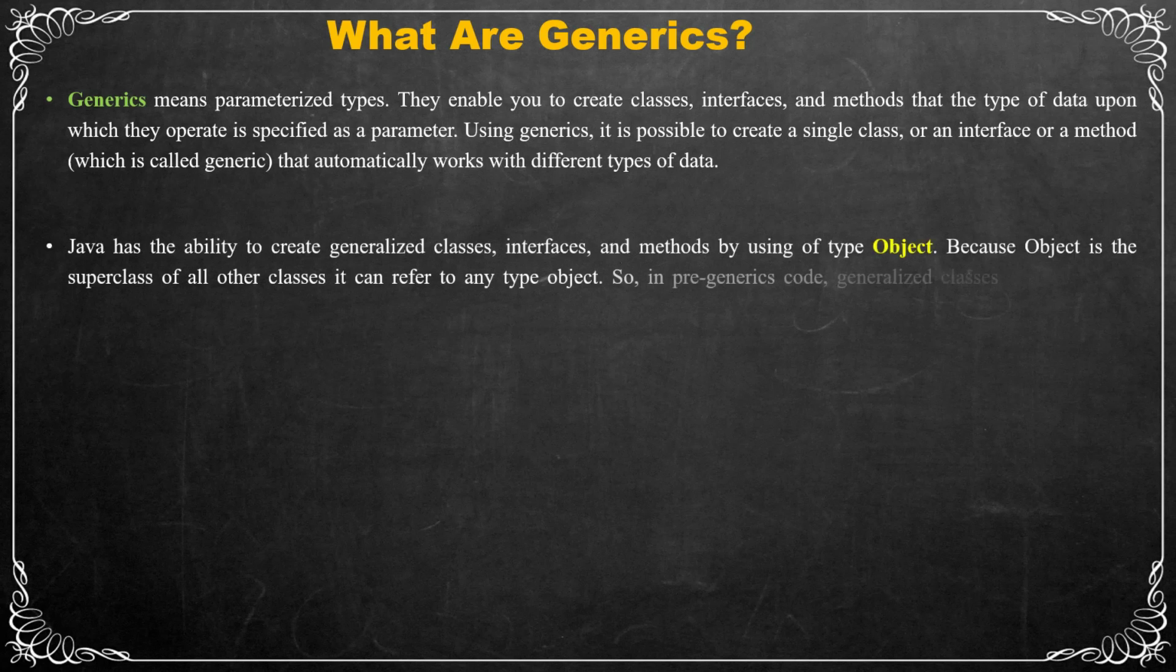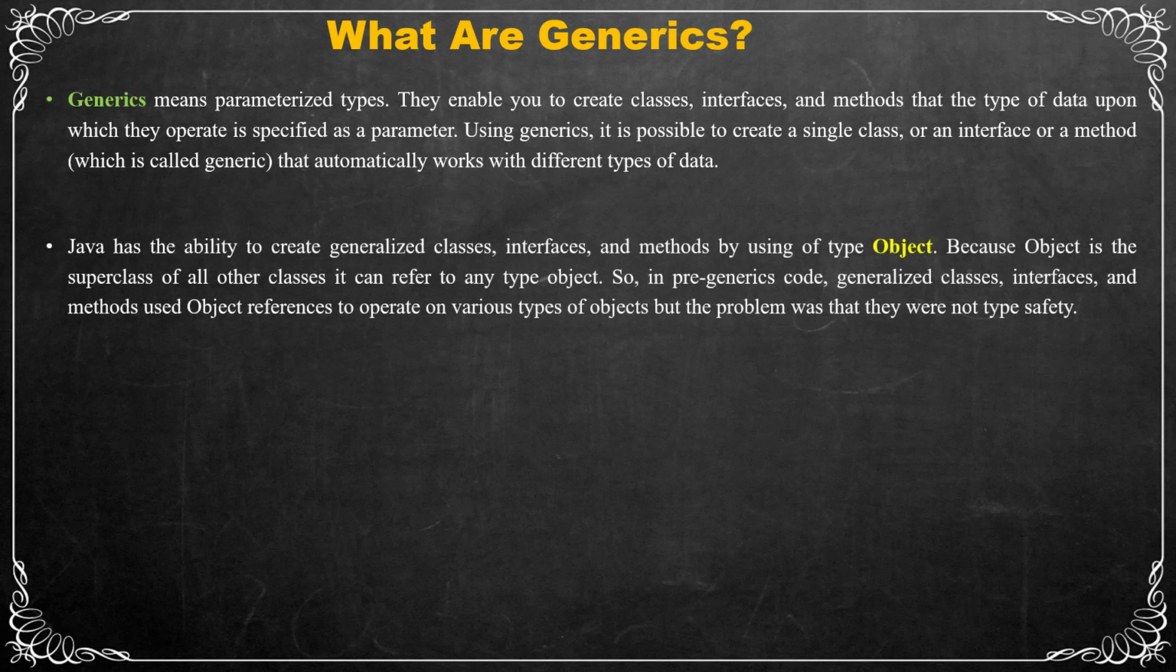Java has the ability to create generalized classes, interfaces, and methods by using the type Object. Because Object is the superclass of all other classes, it can refer to any type of object. So, in pre-generic code, generalized classes, interfaces, and methods used Object references to operate on various types of objects, but the problem was that they were not type safe.